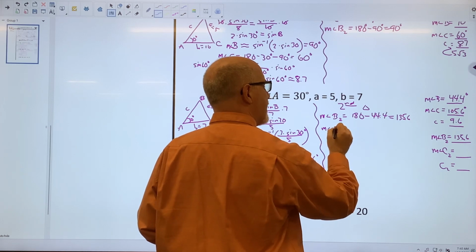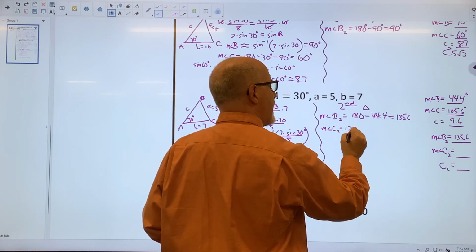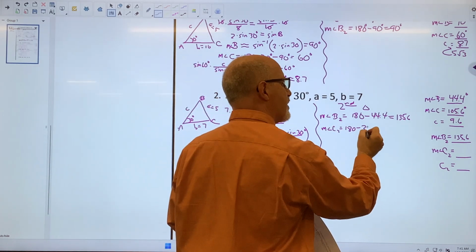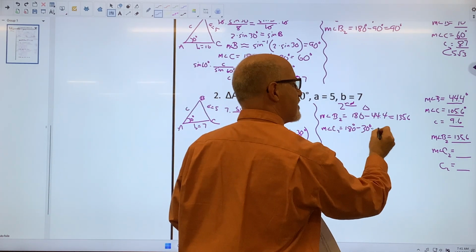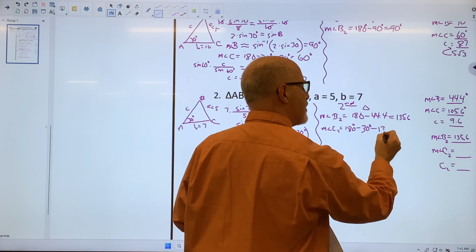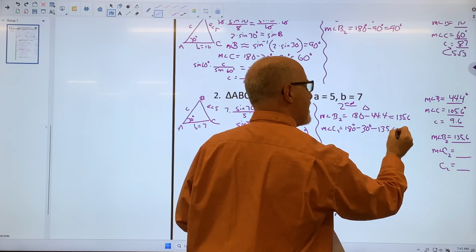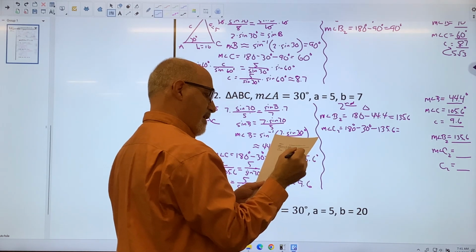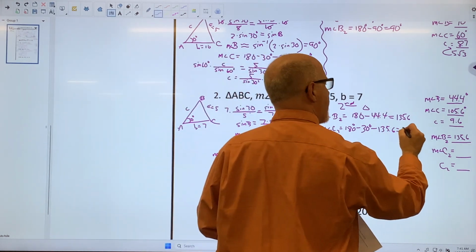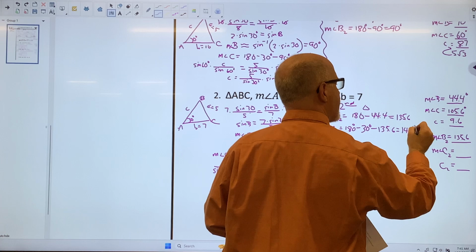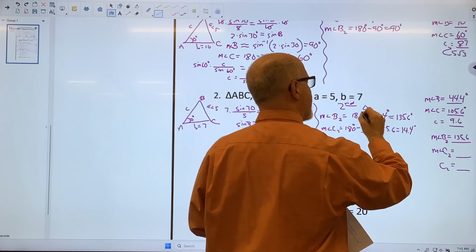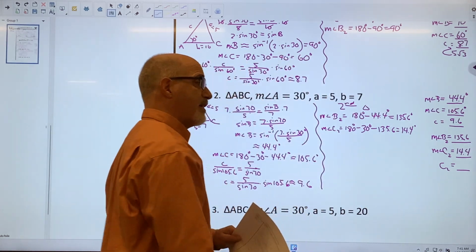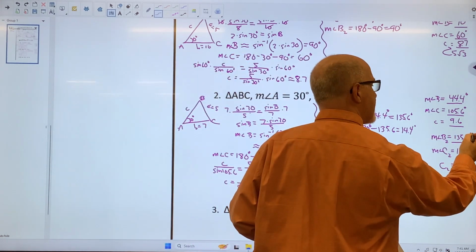All right, so to find the second angle C, I'm going to do the measure of angle C sub 2 is equal to 180 minus the original given 30 degrees minus this new B sub 2, 135.6, and that would give me, for a second angle here, 14.4 degrees. So 14.4 looks like it can fit another angle in there. So I've got the second triangle here.